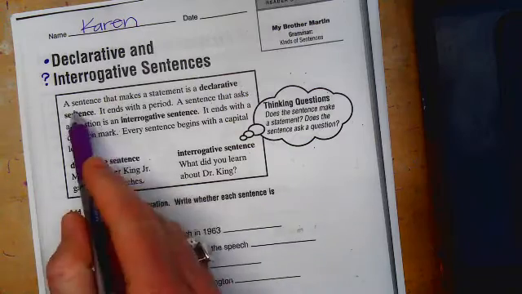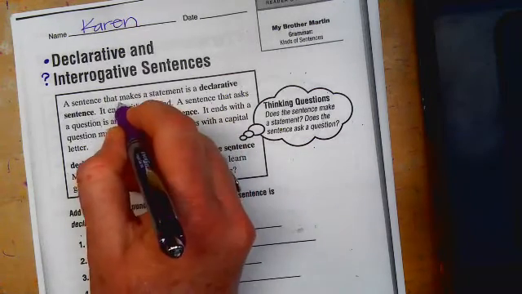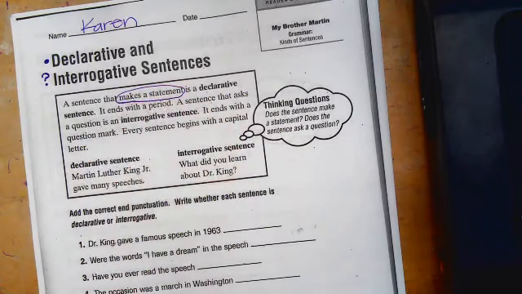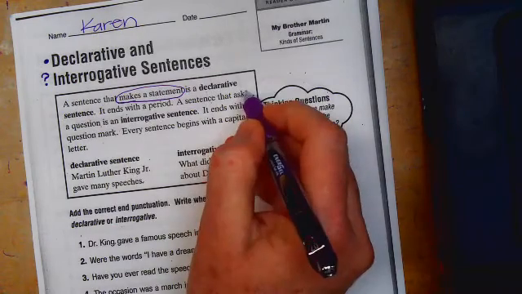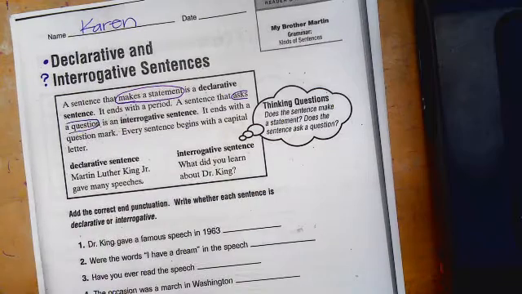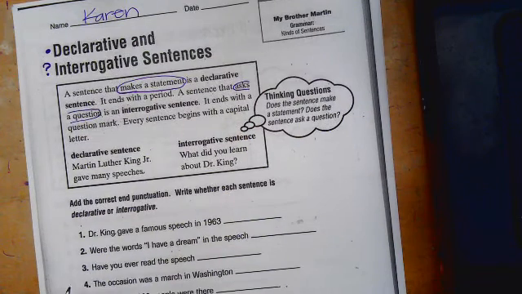So a sentence that makes a statement is a declarative sentence. I'm going to underline that part right here. Actually, I'm going to circle it. So a declarative sentence makes a statement. A sentence that asks a question, I'm going to circle that, asks a question, is an interrogative sentence. It ends with a question mark. Every sentence has to start with a capital letter, right? That's just the rule.